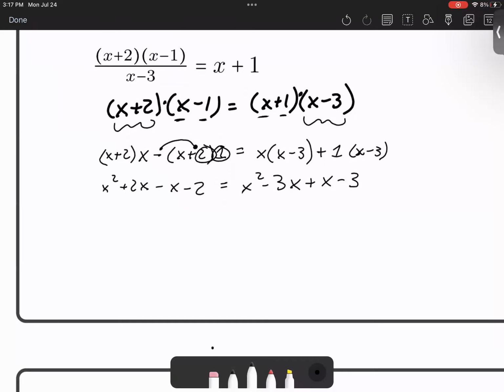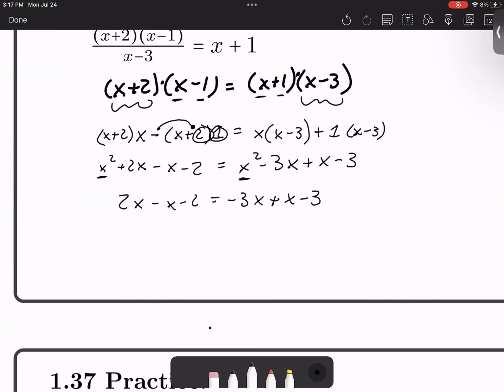So let's solve this for x. I see x squared on both sides of the equation. So if I subtract both sides by x squared, I'm now left with 2x minus 2 is equal to minus 3x plus x minus 3.